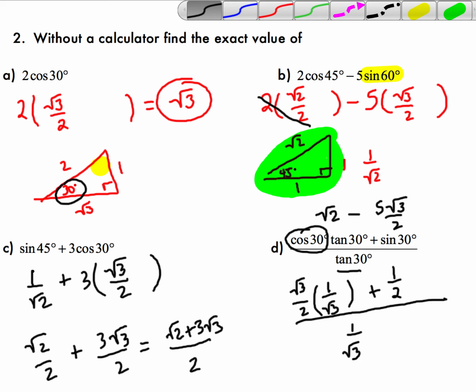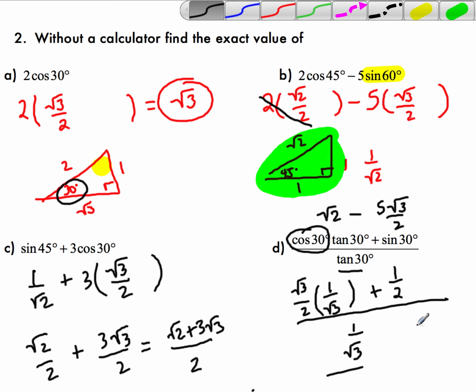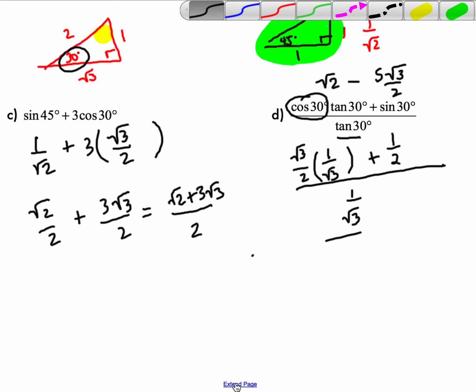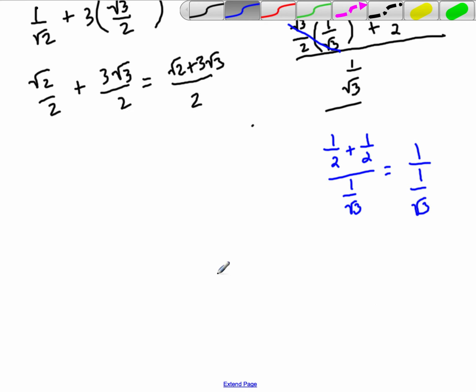So to simplify this a little bit, we would go with, let's see if I can get a little more room. These two cancel out, so I'm left with 1/2 plus 1/2 over 1 over root 3. So that's 1 over 1 over root 3, and everyone always gets tripped up with these fractions over fractions, but that just means 1 divided by 1 over root 3. You multiply by the reciprocal, so we're left with only root 3.